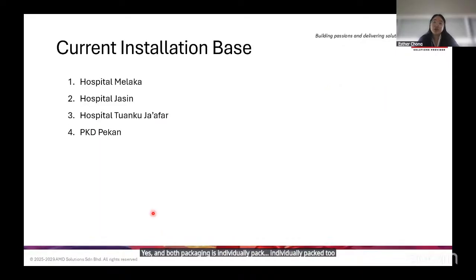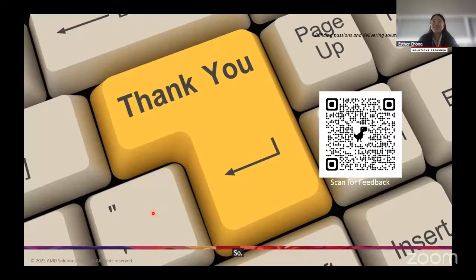Our current installation base for the iLine Micro INR Expert is at Hospital Melaka, Hospital Jasin, Hospital Tuanku Jaafar, and recently PKD Pekan is also using our iLine Micro INR Expert. So thank you, and that's all from me.